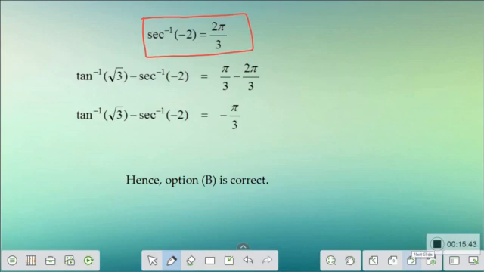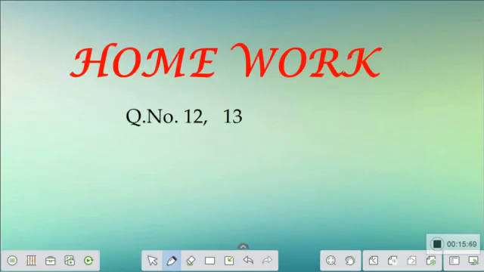Now, what do we have? So, we have covered almost all the problems of the same exercise. There are a few problems left out for you as homework, and here they are. Question number 12 and 13 of the same exercise are going to be your homework.